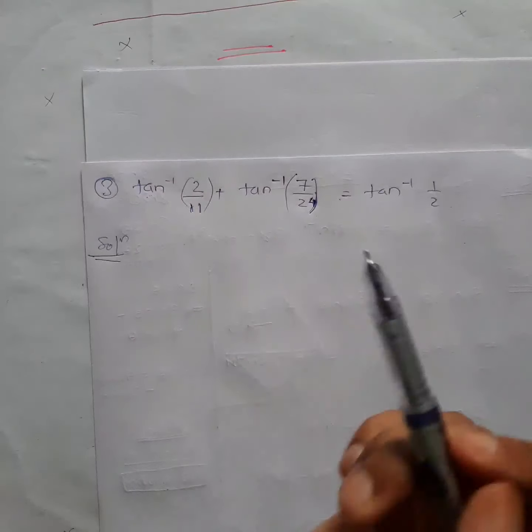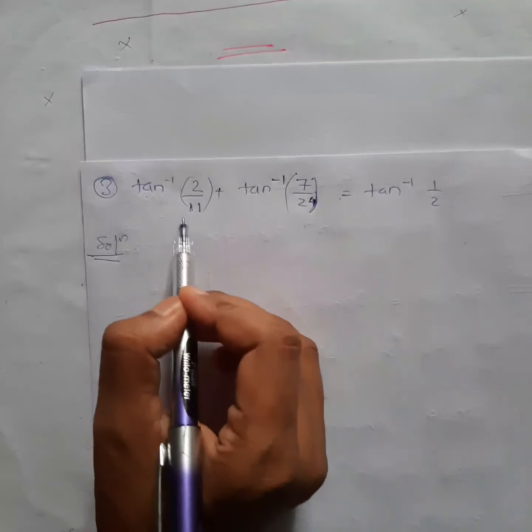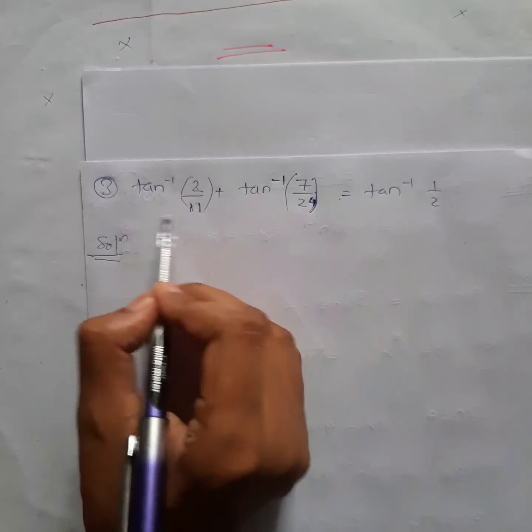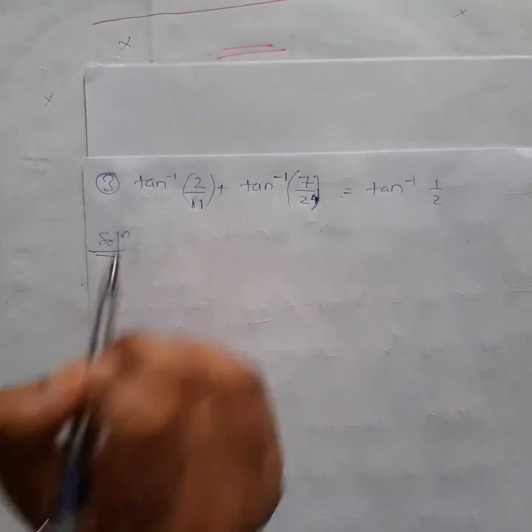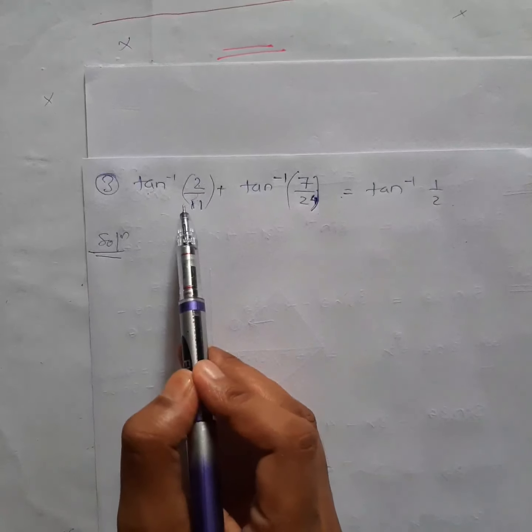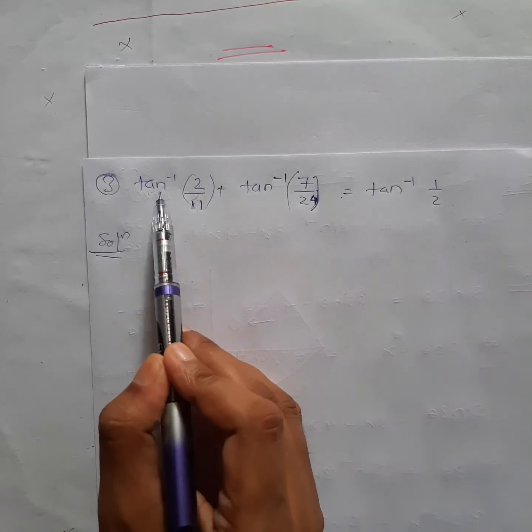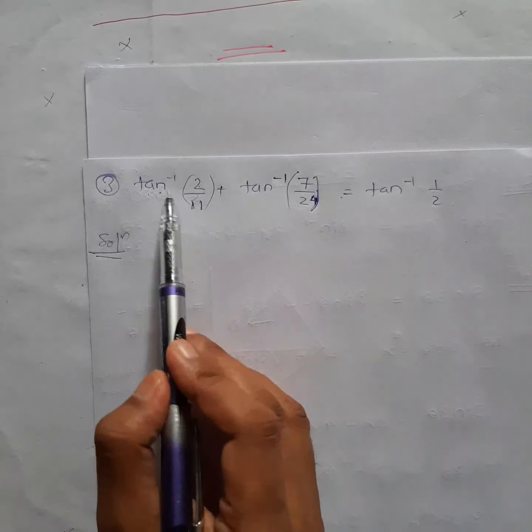We have 0, 1, 1 by root 2 like that, right? But this we don't. So obviously tan inverse 2 by 11 you cannot solve. We don't know how to solve this one right now. But see here, on your left side it looks like an identity. Now inverse identity, we have discussed something like this.